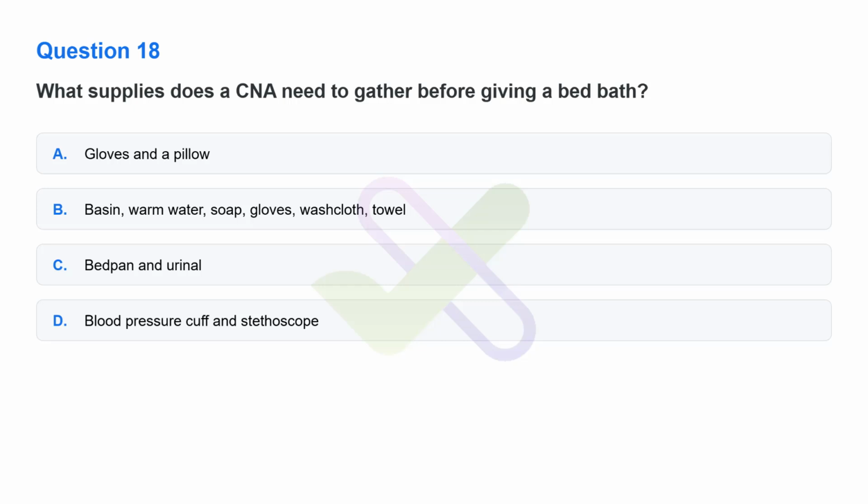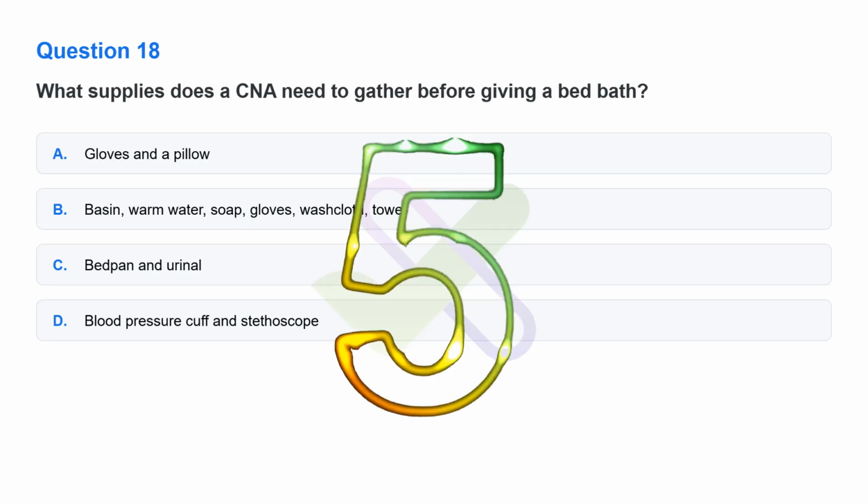What supplies does a CNA need to gather before giving a bed bath? A. Gloves and a pillow. B. Basin, warm water, soap, gloves, washcloth, towel. C. Bedpan and urinal. D. Blood pressure cuff and stethoscope.